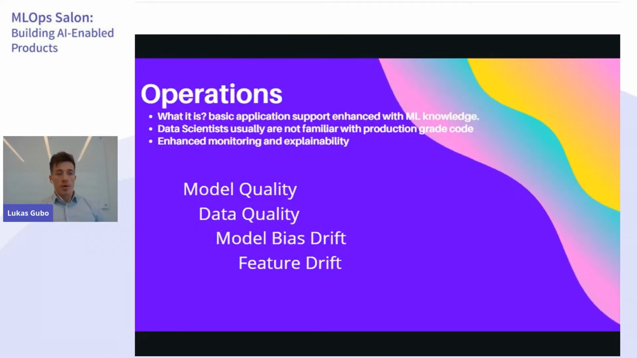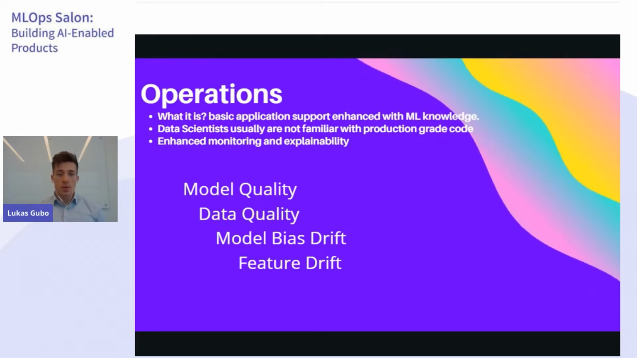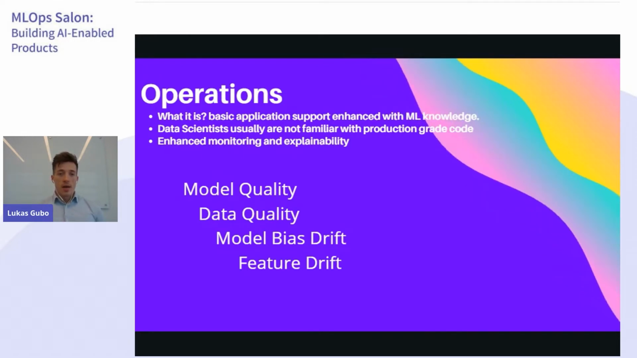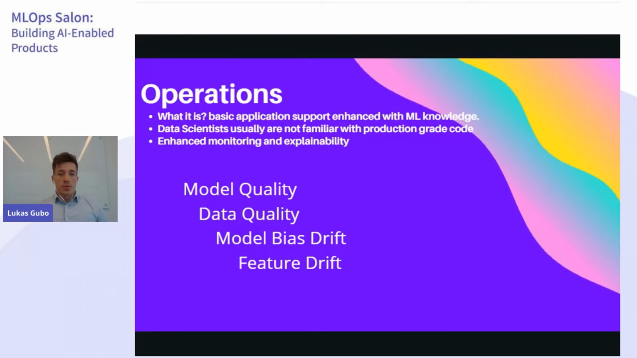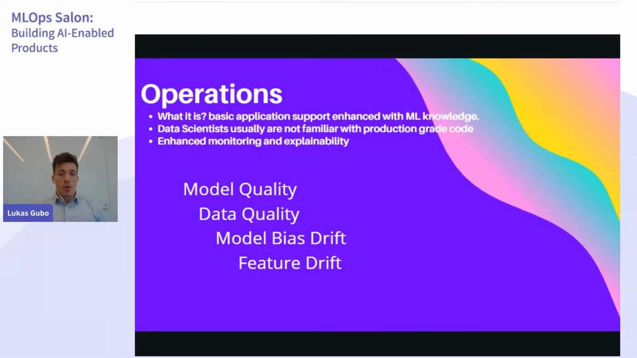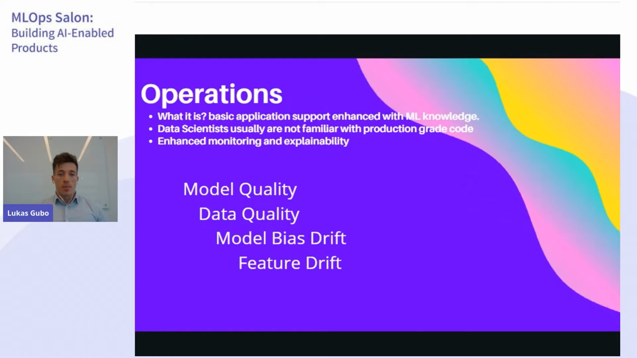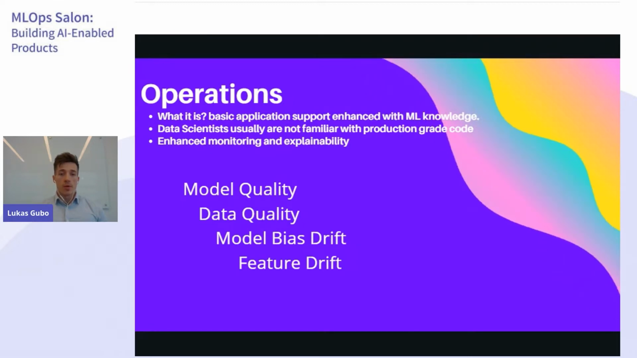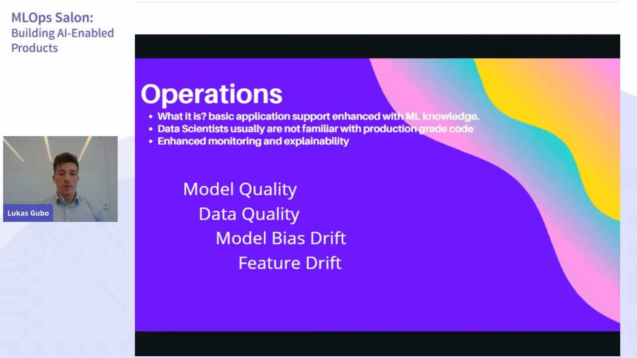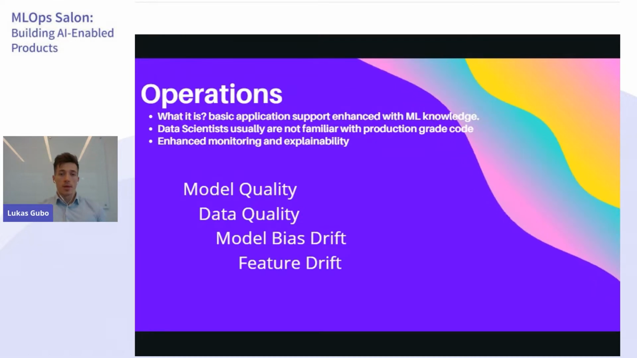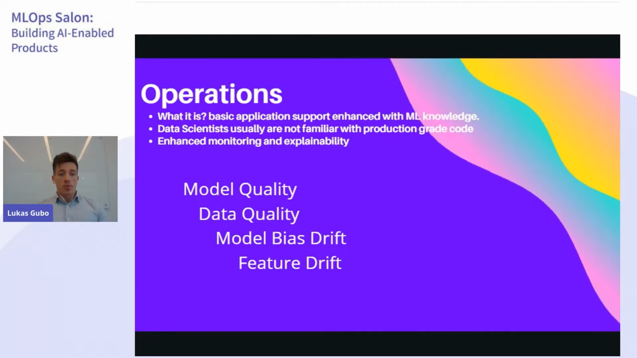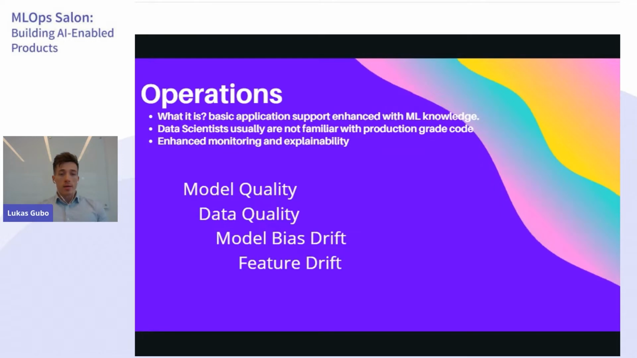So the operation part is also very important in this whole life cycle of machine learning. It is very critical to stay on top of what the model is doing and what the performance of the model is, and whether it matches the requirements of the business. So the main areas which we monitor are model quality.